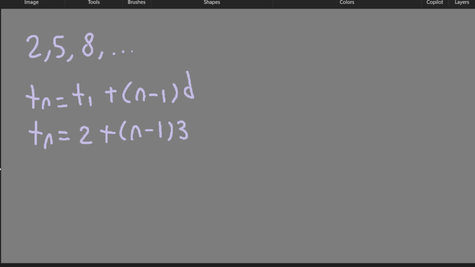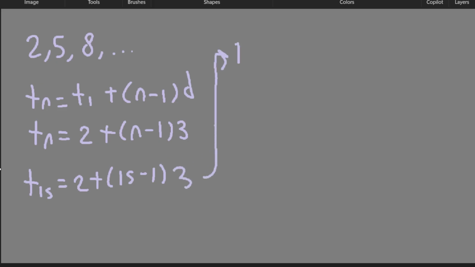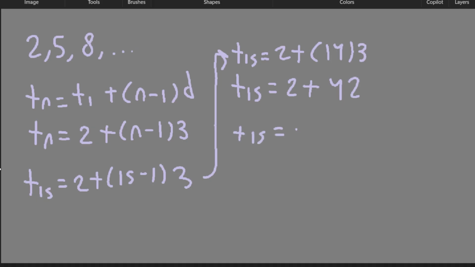Now let's find the 15th term. Okay, so n is now 15. T15 is equal to 2 plus 15 minus 1, times 3. T15 is equal to 2 plus 14 multiplied by 3. T15 is equal to 2 plus 42. T15 is equal to 44. So the 15th term of this sequence is 44.